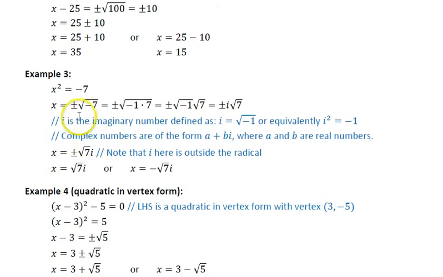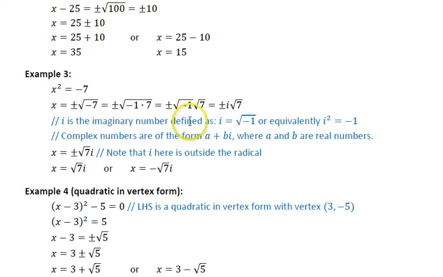Example 3, x squared equals negative 7. Applying the square root property, this becomes x equals plus or minus the square root of negative 7. Negative 7 is negative 1 times 7. Using the product rule of radicals, this becomes plus or minus the square root of negative 1 times the square root of 7. And the square root of negative 1 is the imaginary number i. So this can be written as plus or minus i times the square root of 7.